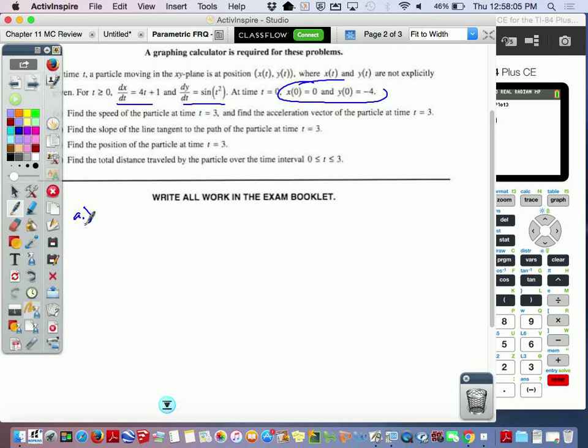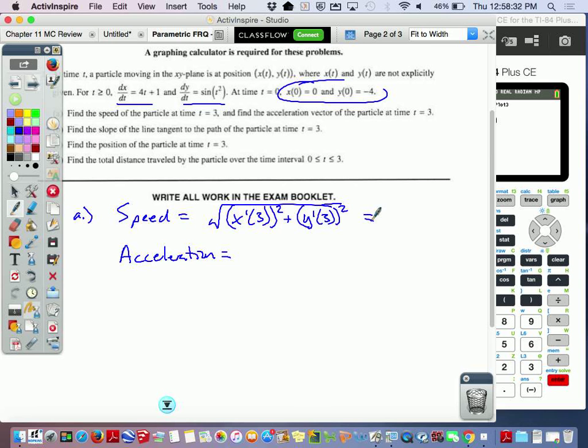So question A: find the speed of the particle at time t equals 3 and find the acceleration vector. Again, we are just going to use our calculator for both of these. Both of these are worth just 1 point, so it's about the answer that we get. For the speed, we're going to do the square root of x prime of 3 squared plus y prime of 3 squared. And then the acceleration vector is going to be x double prime of 3 and y double prime of 3.